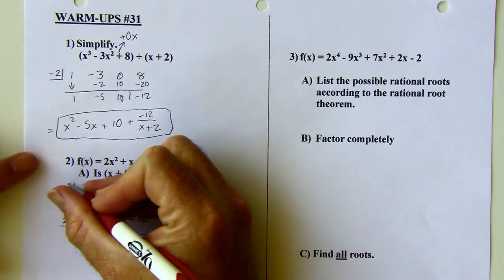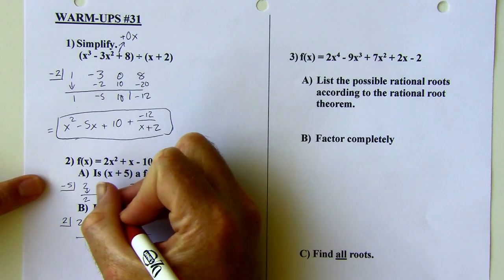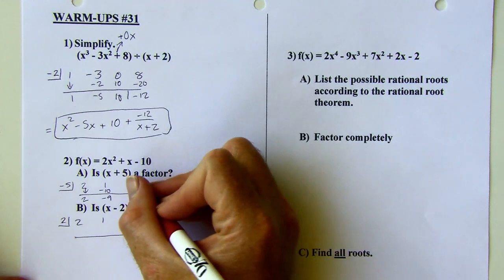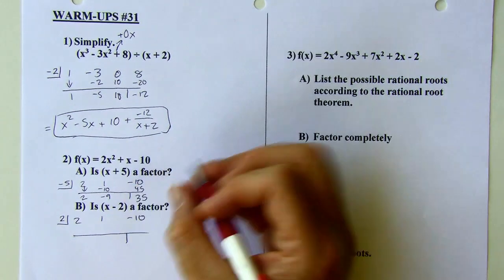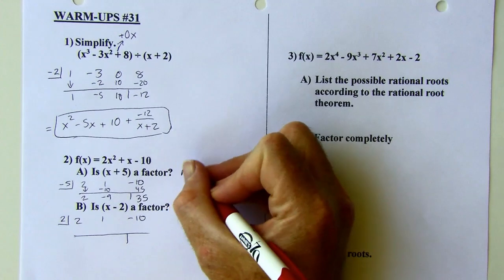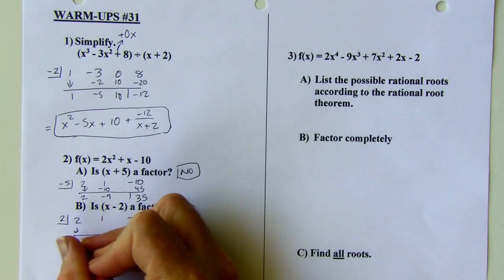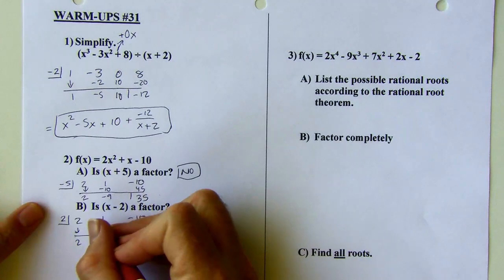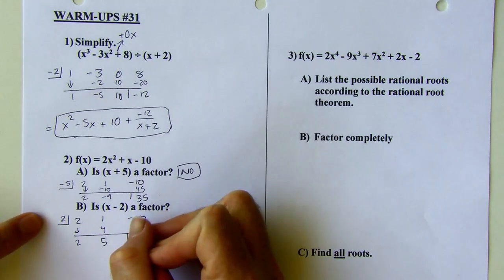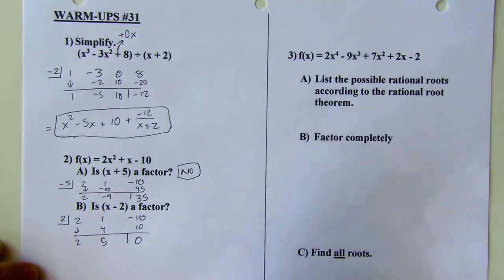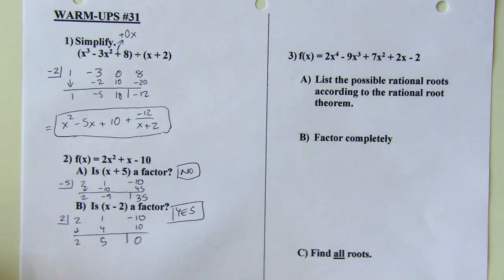So I'm pulling down the 2, multiplying by negative 5, adding, multiplying, and adding. And I got positive 35 there, so I didn't get a 0, and that means that x plus 5 is not a factor. Okay, so let's try again here, pulling down the 2, doubling that, adding, and then multiplying, adding, and I did get a 0 in the remainder box. It went in evenly. That means x minus 2 is a factor.